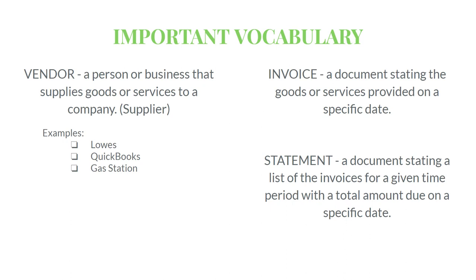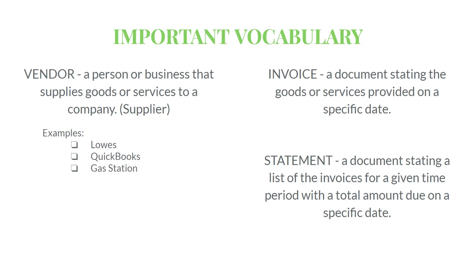So what you need to understand is that your business may be collecting invoices, but then at the end of that billing period, a statement would be received that lists those invoices that you've received in a given total so that you're not paying out each individual invoice, but rather a statement at the end of the billing cycle. And then that would have the total due on a specific date.